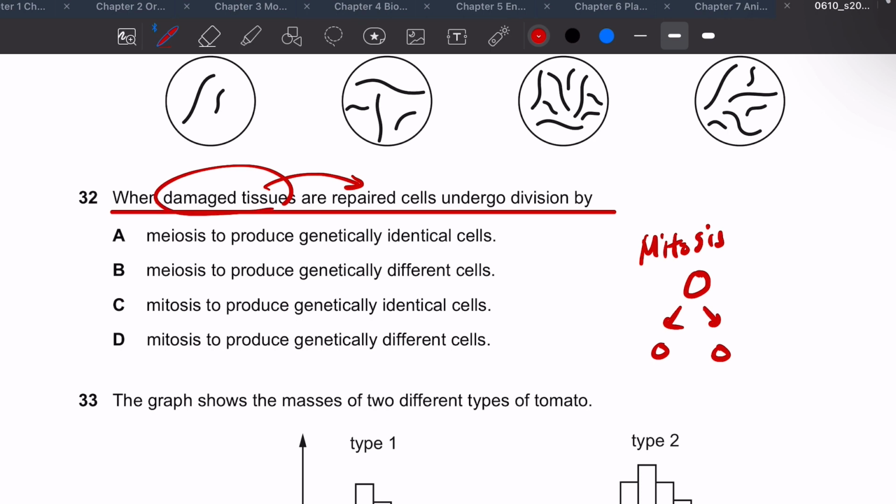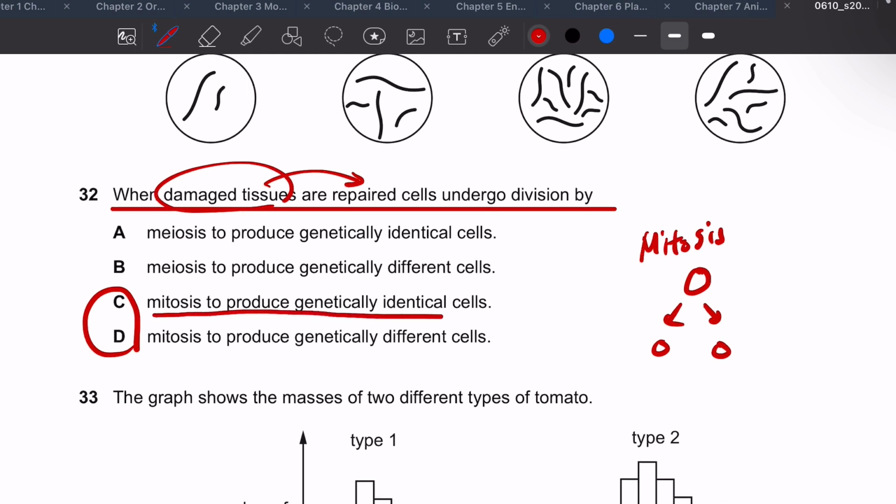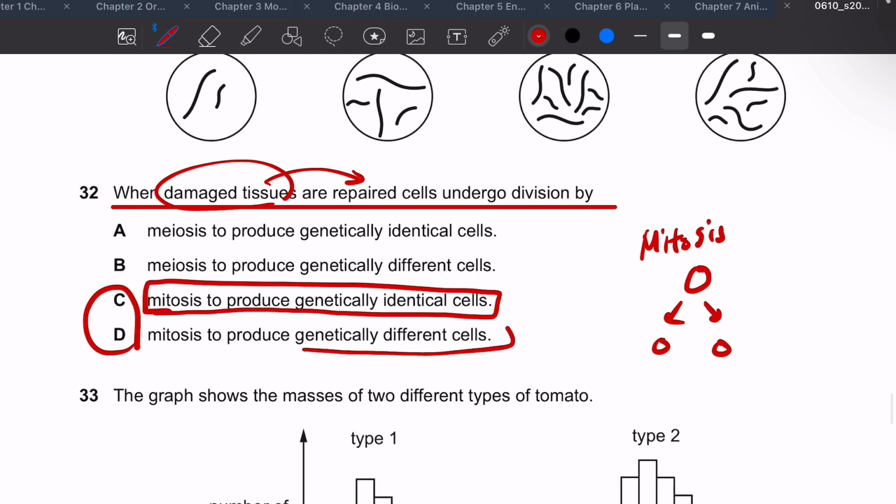So the answer should be either C or D. And just like I said before, mitosis produces genetically identical cells, so the answer should be C. The genetically different cells are formed by meiosis, not mitosis, okay?